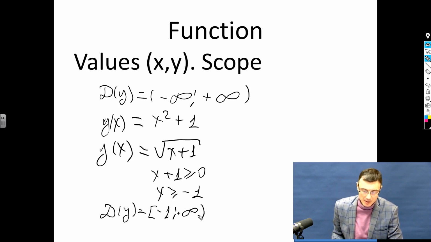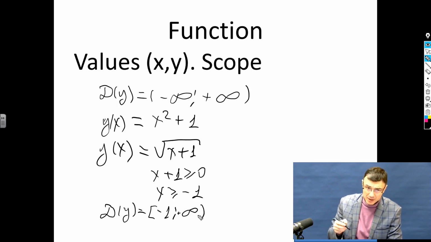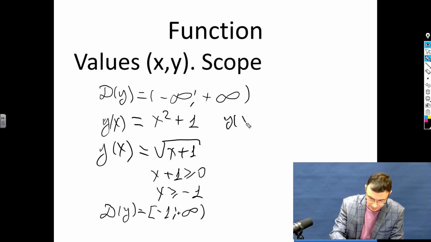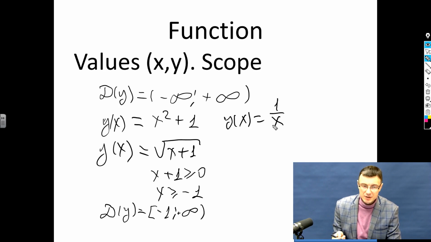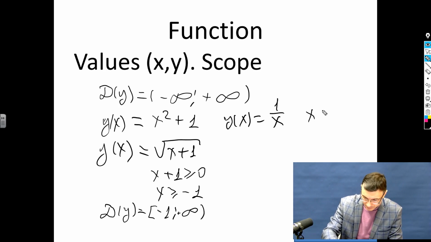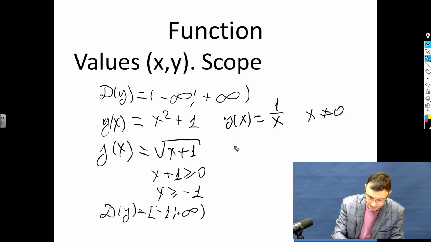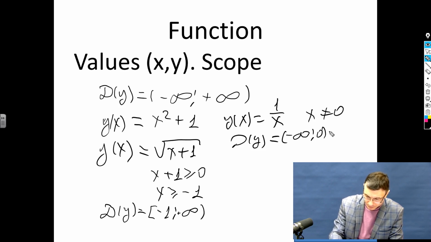Then we have an interval like that. We know that we can't divide any numeric by 0, so in this case we have scope from minus infinity to 0, including this to plus infinity.